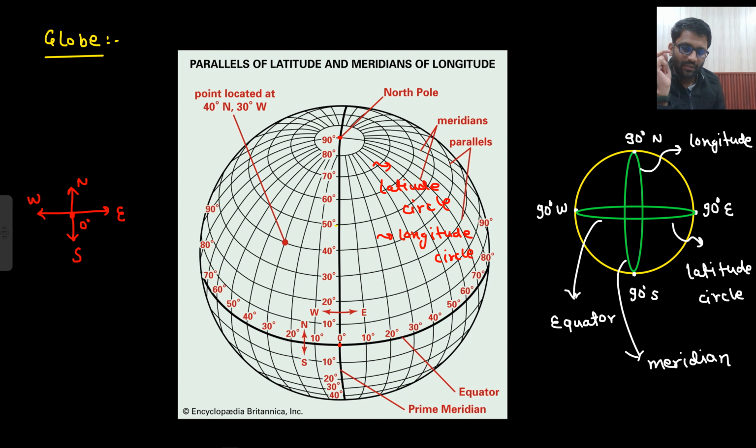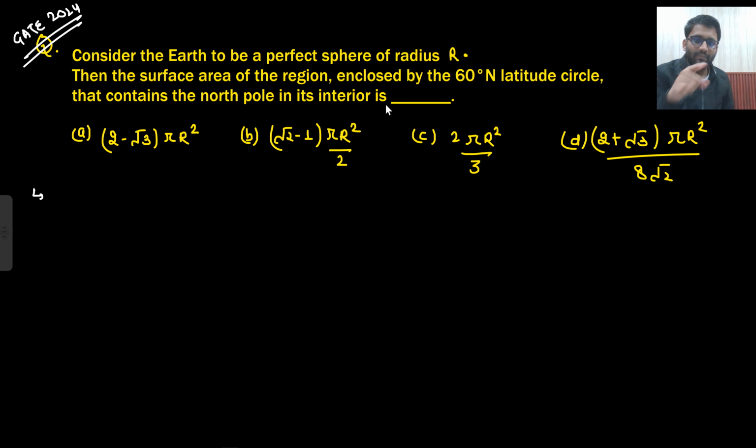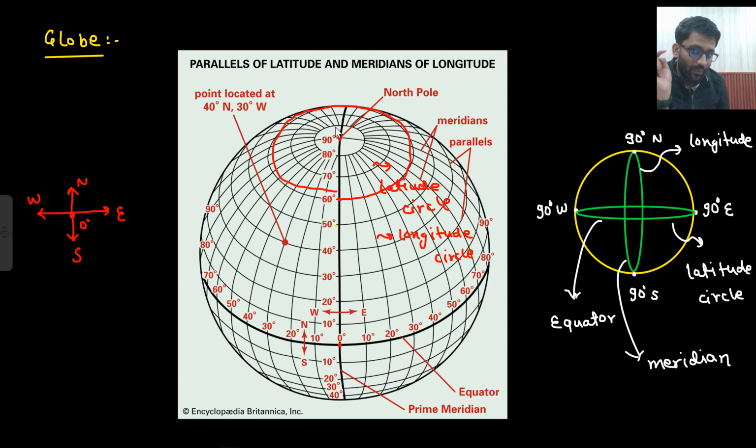Where is 60 degree north? Here is 60 degree north. Which is the latitude circle? The horizontal one. This is the latitude circle they are talking about. The region enclosed by the 60 degree north latitude circle that contains the North Pole in its interior. So this area they are talking about.